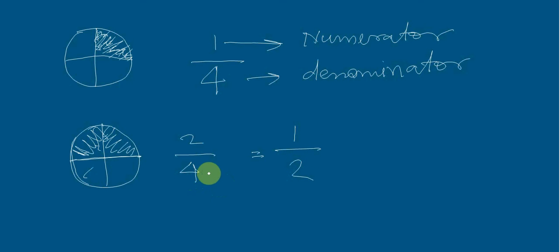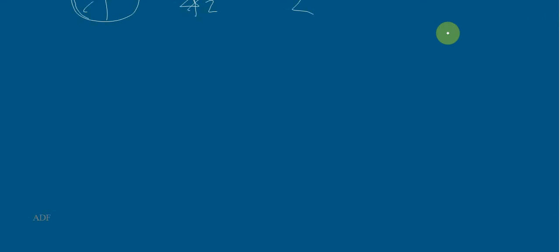Okay, and I will tell you that these two fractions are equal fractions. How? We can divide the numerator and denominator by the same number. Suppose I have taken 2, so 2 ones are 2 and 2 twos are 4, so it becomes 1 upon 2. Clear?